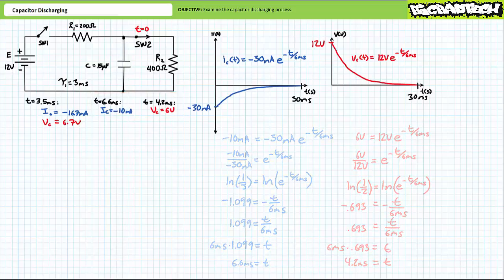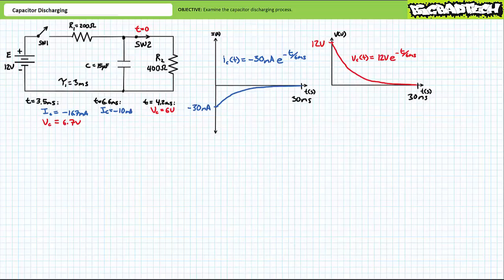Other electrical properties can be calculated during the transient discharge process, notably the current through the resistor as a function of time, IR2 of t, and the voltage across the resistor as a function of time, VR2 of t. Luckily, these properties are easily obtained if you've got an understanding of series circuit properties, Ohm's law, and Kirchhoff's voltage law. This is where our earlier sign convention becomes pretty cumbersome.